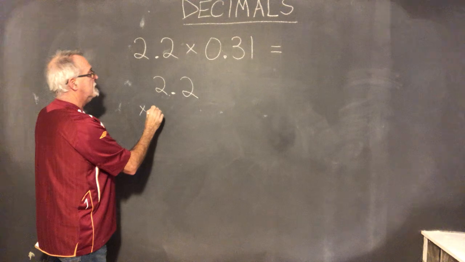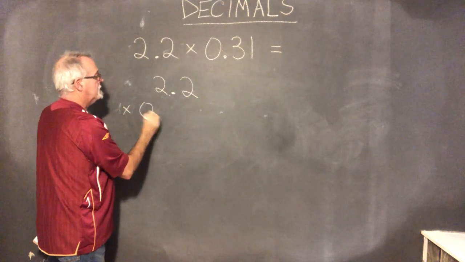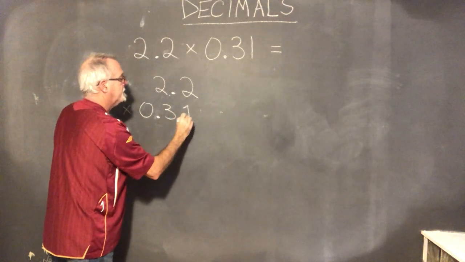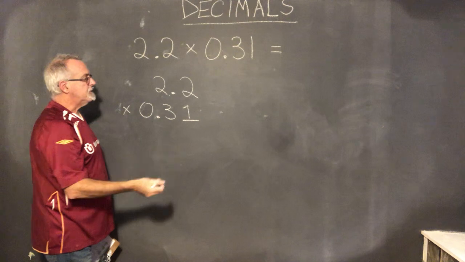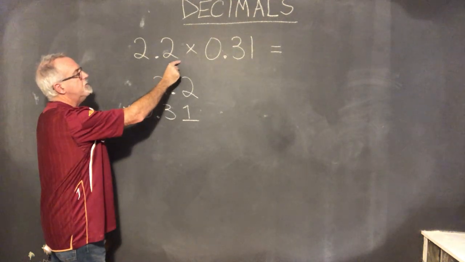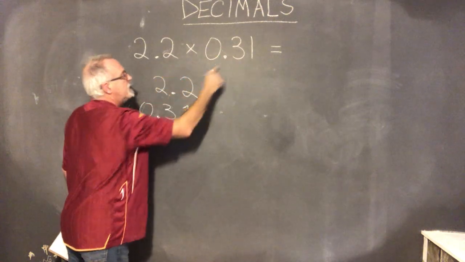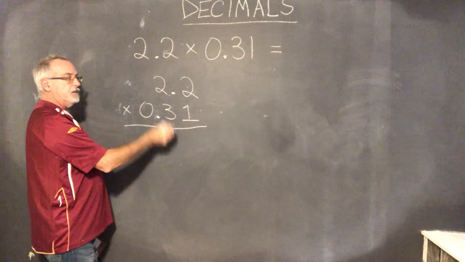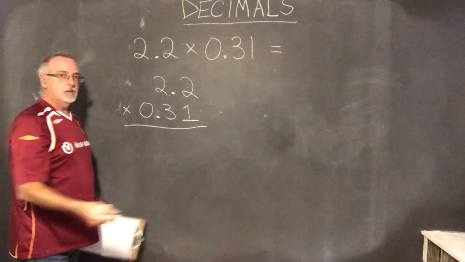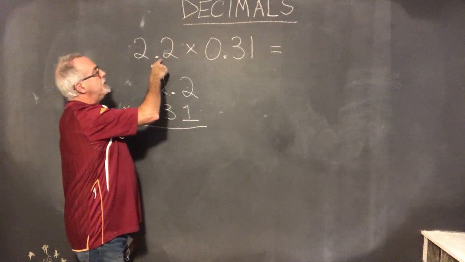2.2 times, leave some more room there, times 0.31. Now this time, the decimals didn't line up, because this one just has one digit to the right of the decimal, but this has two. So when I line them up so that this two and this one are lined up, the decimals didn't line up. And I'm not writing the decimal on at the bottom because I don't know where to put it yet. So I can do that, but I'm not going to do it yet. I'm going to do it this way.